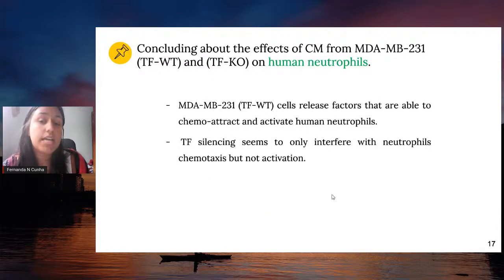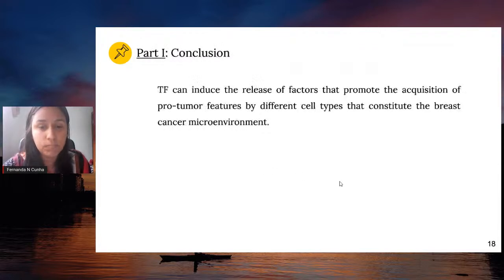These results suggest that factors released by high TF expressing MDA cells are able to chemoattract and activate human neutrophils, and that signal seems to only interfere with neutrophil chemotaxis but not activation. From the first part of my work, we conclude that the presence of high TF at the membrane of aggressive cancer cells can induce a release of factors that promotes the acquisition of pro-tumor features by different types of cells that constitute the breast cancer microenvironment.